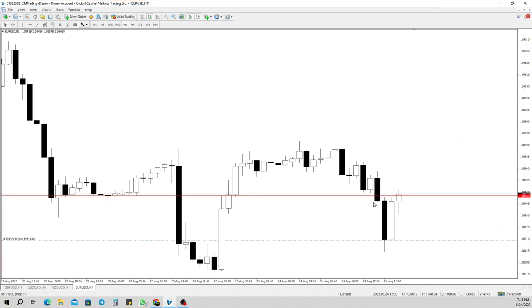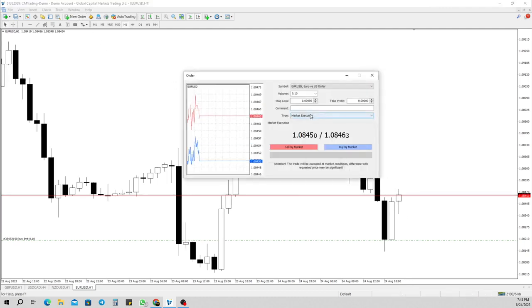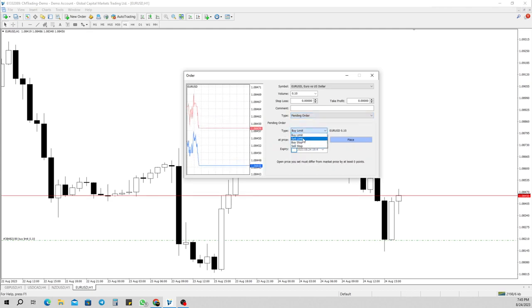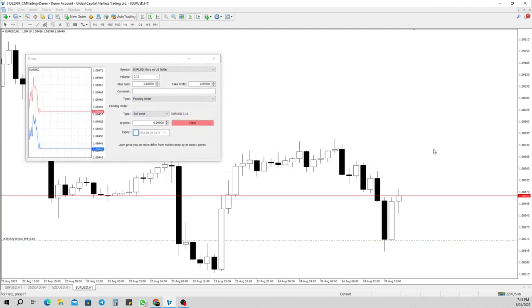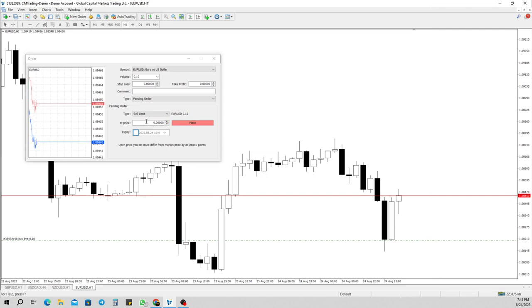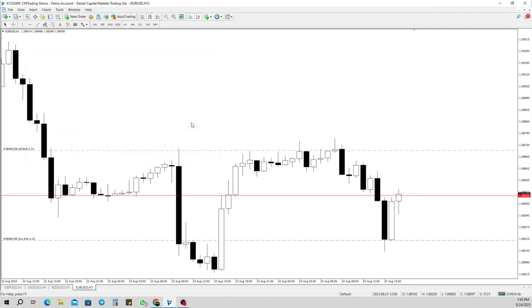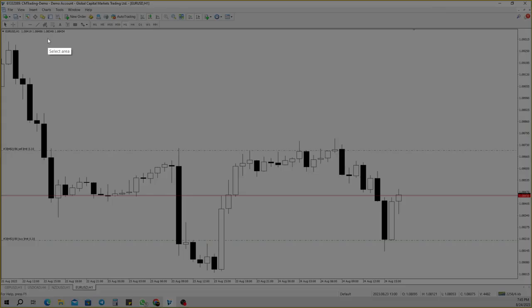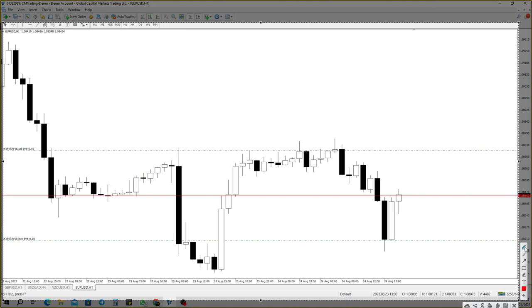In order to execute a sell limit, what you have to do is click on new order, click on pending, and then select sell limit. And then the second step is to put that price. For example, you want to enter a sell around 1.0870. So when you place that here, you can see your sell limit order has been set up right there. Now when the price comes higher to this area, your sell order would be executed.